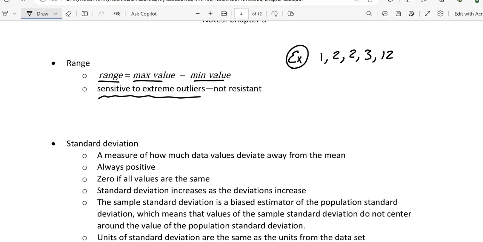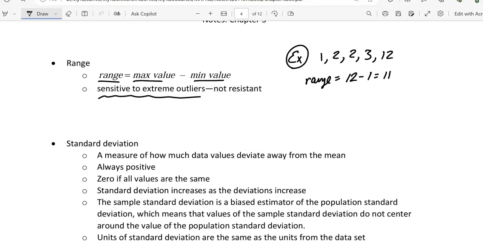So let's look at an example. Let's say we have this data set 1, 2, 2, 3, and 12, and we want to find the range. Okay, first thing you notice is that 12 is pretty far away from all the other values, so that guy would be considered an outlier. That range would be the biggest minus the smallest, which would give us an 11 in this case.